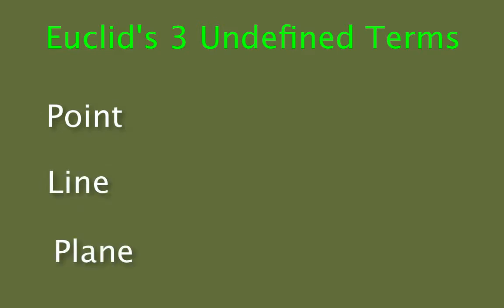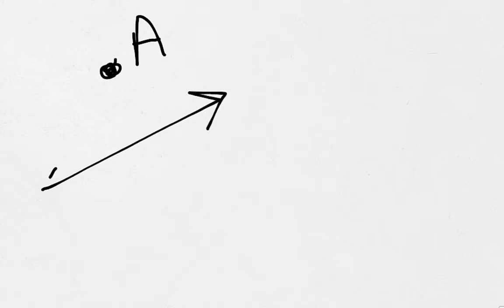Euclid's 3 undefined terms are point, line, and plane. A point has no dimension and it is represented by a small dot labeled with a capital letter. A line extends in 1 dimension and is represented by a straight line with 2 arrows to show that it continues forever in both directions.